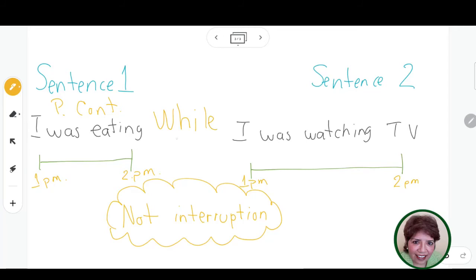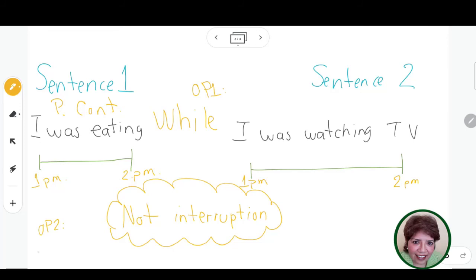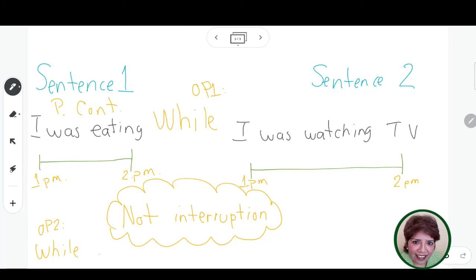I was eating while I was watching TV. Remember, this is option number 1, I'm sorry. I was eating while I was watching TV, but we have option number 2 to make the structure. Option number 2: while, and we can write sentence number 1, while I was eating, comma, I was watching TV.